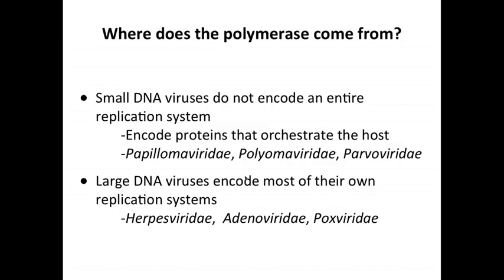So those viruses, some of them encode just one protein that tricks the host into replicating the viral genome. These viruses do not encode a DNA polymerase. Many large viruses encode most of their own replication systems, including the DNA polymerase, and that includes the herpesviruses, adenoviruses, and the poxviruses.